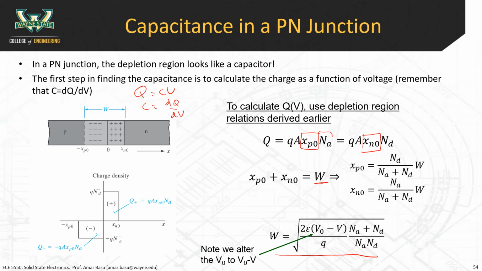So what we know is that if you increase V, what's going to happen to the width? Think about this for a second. The width is the square root of 2 epsilon (V0 minus V) over q, times the doping terms. If you apply voltage to the diode, what's going to happen to the width of the depletion region? It's going to decrease, right? Because you have this minus V here. So if you apply a voltage, then the width is going to decrease. Because the width changes, this amount of charge starts to change as well.